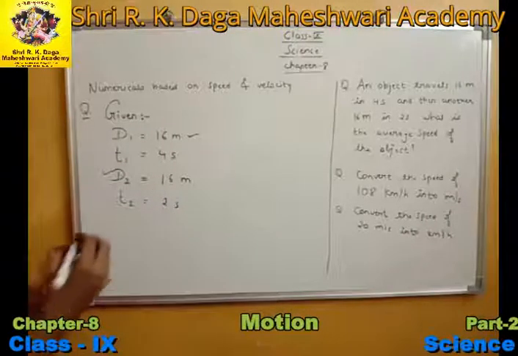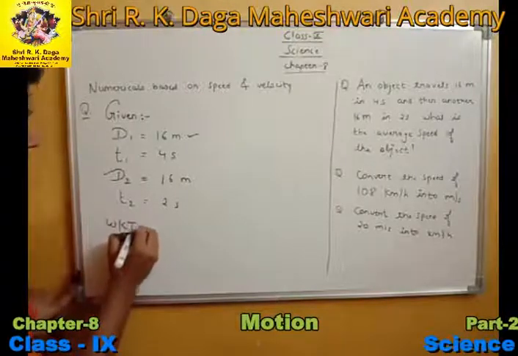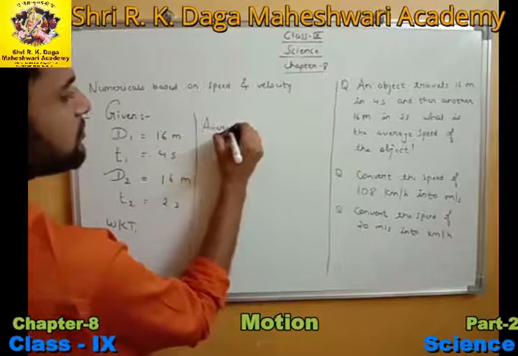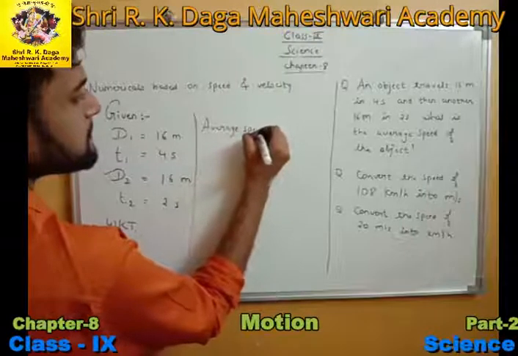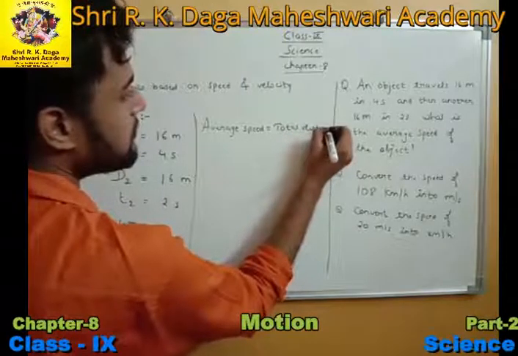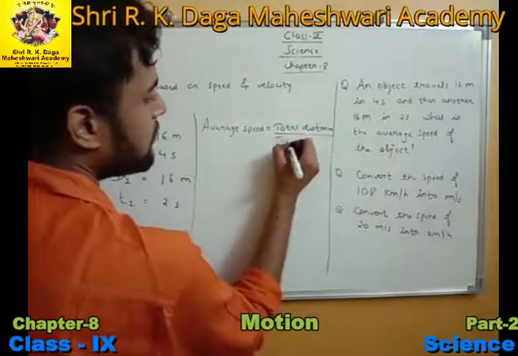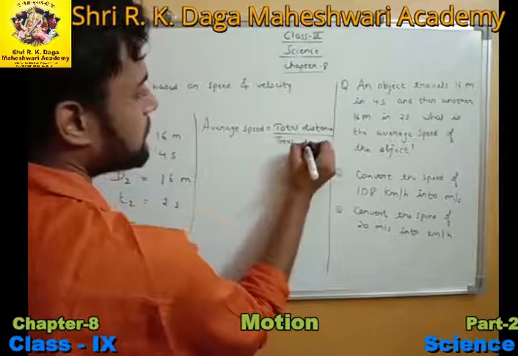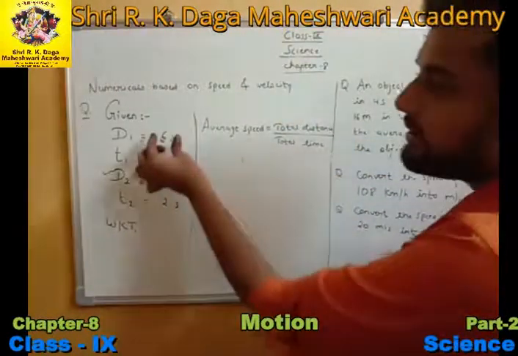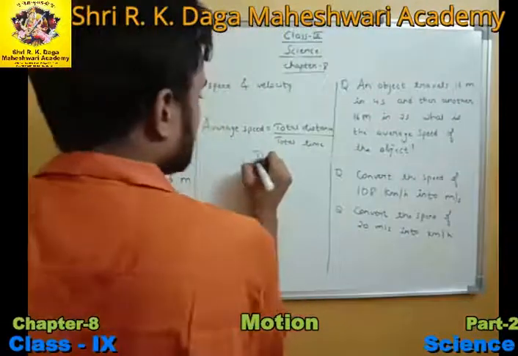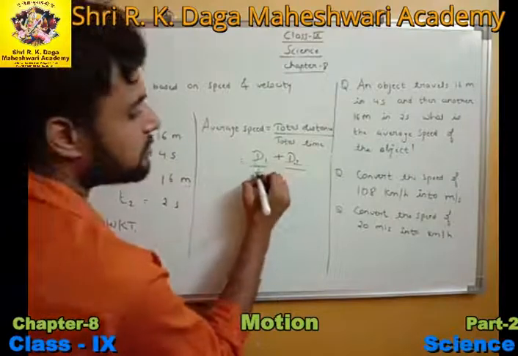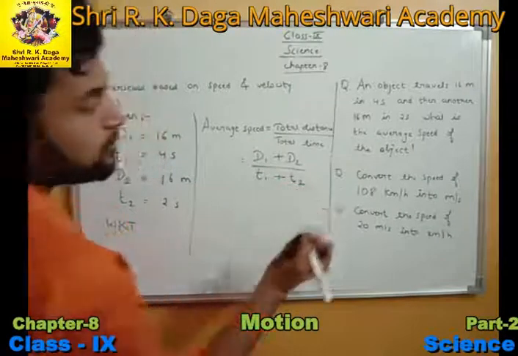Now we know that the formula for average speed is equal to total distance upon total time. So the total distance traveled by the object will be d1 plus d2, right? So we can write it here, d1 plus d2, and the total time taken by the object to cover this distance is t1 plus t2.